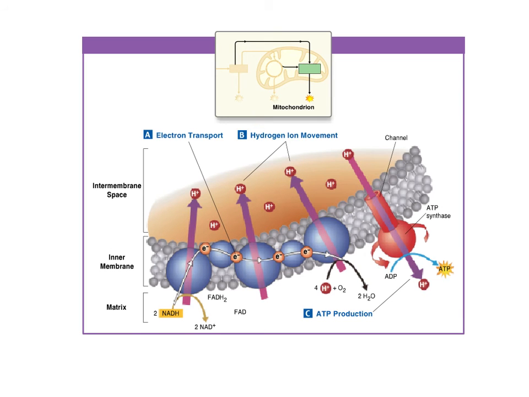And we see right here, basically what we're doing is we're taking that NAD, that bottom part there, and we're using it to put hydrogens in the membrane. Those hydrogens in the membrane are going to be used to create ATP, and the electrons that come from it are going to be used to make water.